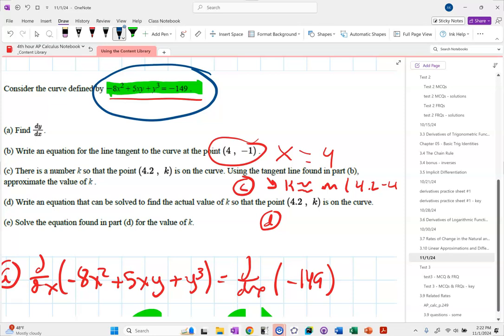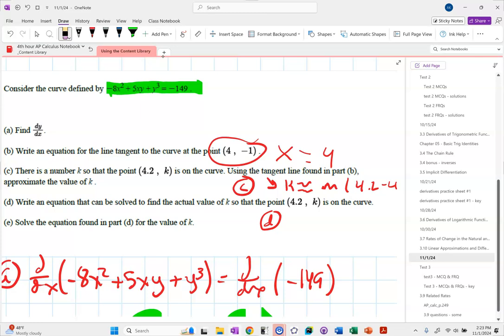Yeah. Now, yes. If you're taking the negative 8x squared, how do you get the derivative of the 5xy? Product rule.